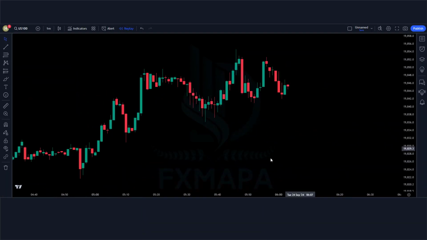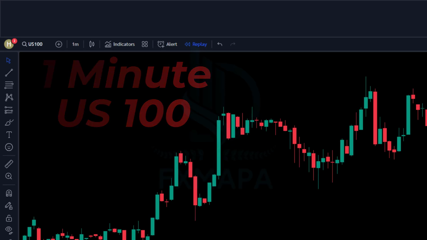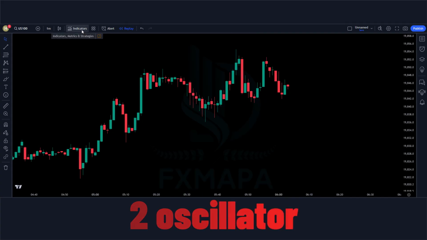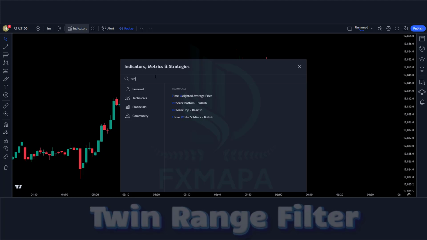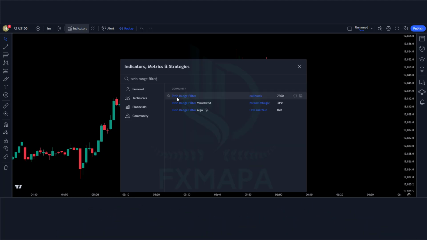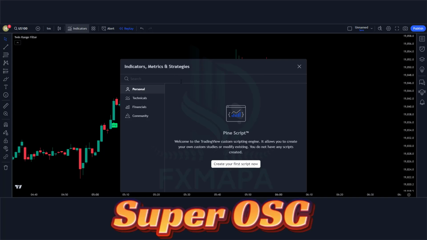Now let's create a trading setup. We are going to test this strategy on 1 minute time frame in US 100 chart. In this setup we would require two oscillators. First indicator name is Twin Range Filter. Keep the indicator's settings as I have shown here. Second indicator name is Super OSC.